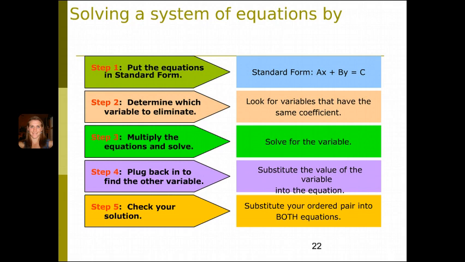Step 4 would be to plug into find the other variable. So when you get your value for one of the variables, you are going to plug that into one of the equations and solve for the other variable. You will have an ordered pair as your answer. Step 5 is to check your solution. You are going to substitute the numbers in your ordered pair back into both equations and make sure that they are true statements.